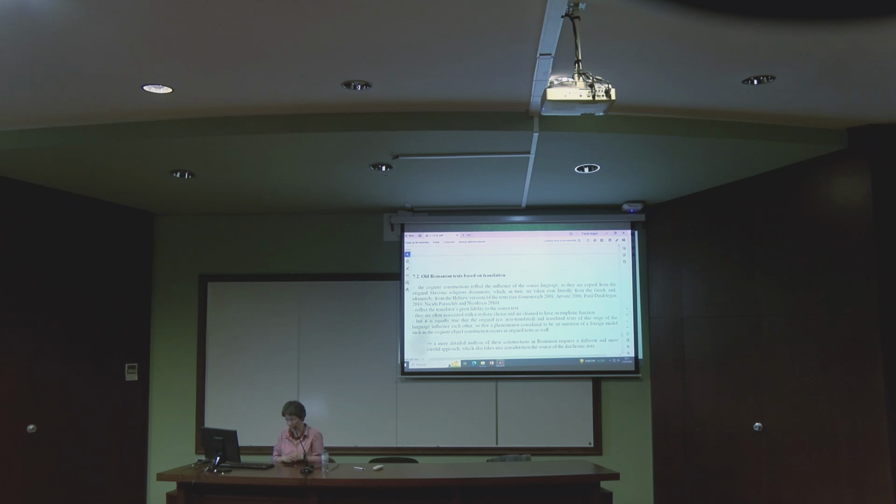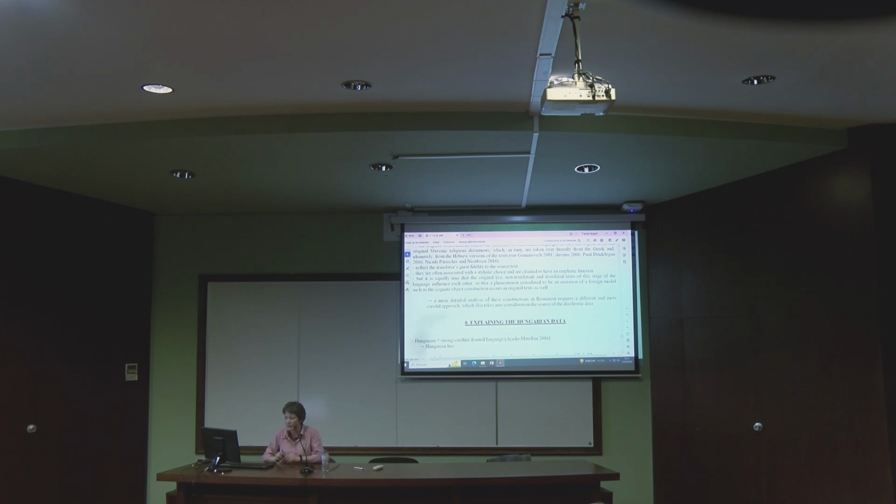The starting point is very important, as they are copied from the original Slavonic religious documents, which in turn are taken over literally from the Greek and ultimately from the Hebrew versions of the texts. They reflect the translator's great fidelity to the source text. They are often associated with a stylistic choice and are claimed to have an emphatic function. But it is equally true that the original, that is the non-translated, and the translated texts at this stage of the language influence each other, so that a phenomenon considered to be an imitation of a foreign model, such as the cognate object construction, occurs in original texts as well.